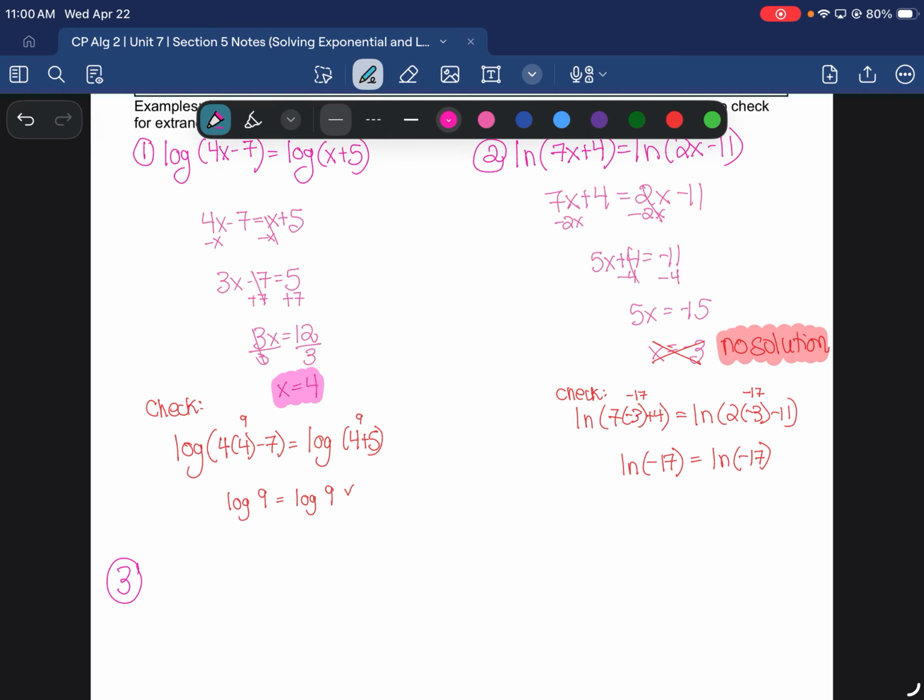What's the other one? Log base 9 of 2x squared equals log base 9 of negative 4x plus 16.